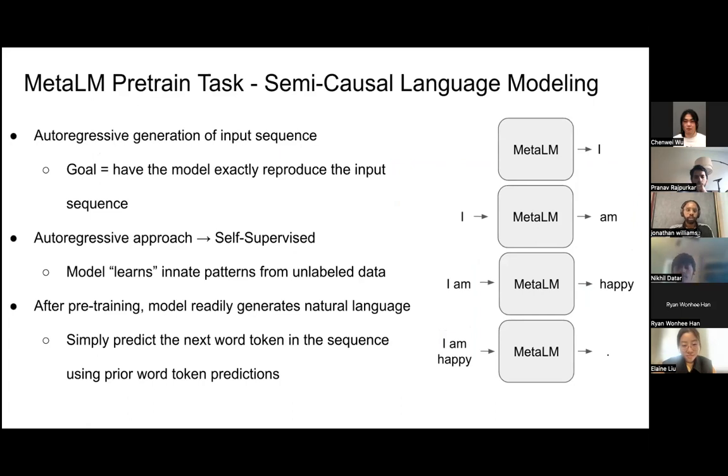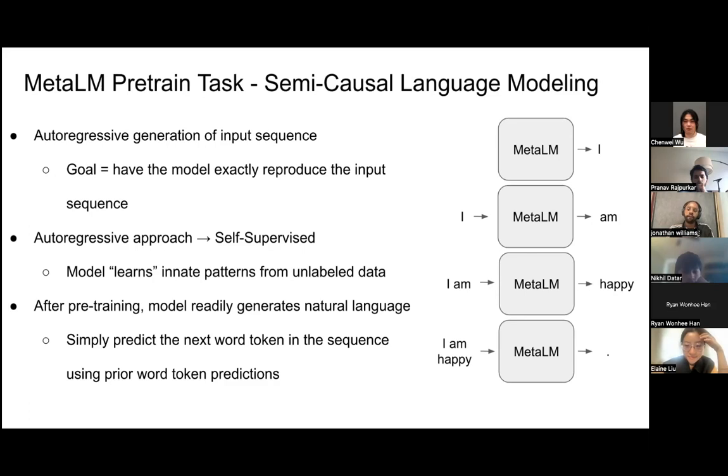In the pre-trained task, MetaLM is a very powerful model because it was pre-trained on a very large data set. And it was pre-trained in an autoregressive manner. So it was pre-trained to, given an input sequence, best reproduce that exact input sequence. A classic example would be if I fed the model the sentence, hello, my name is John. I would train the model so that it perfectly reproduces the sentence, hello, my name is John.